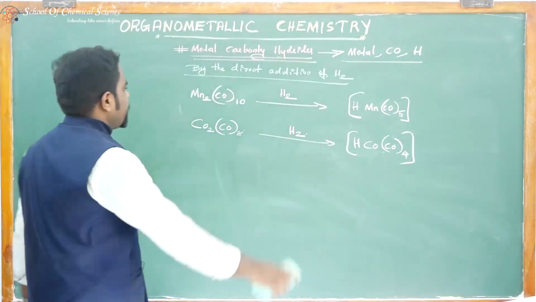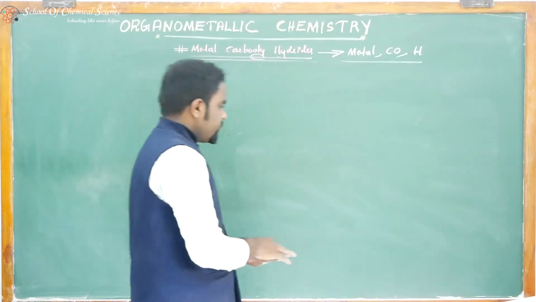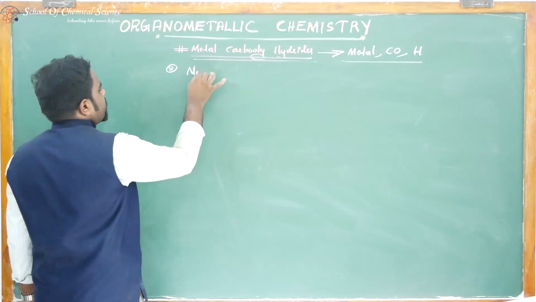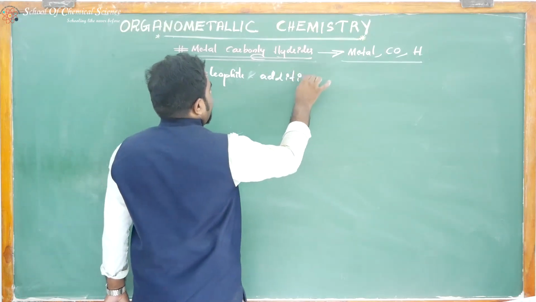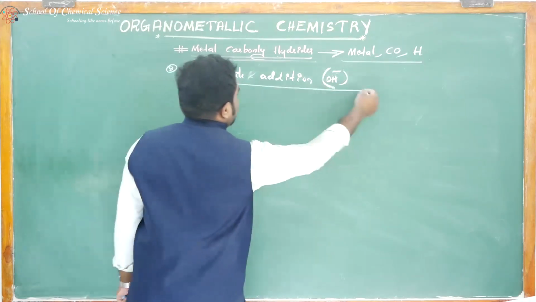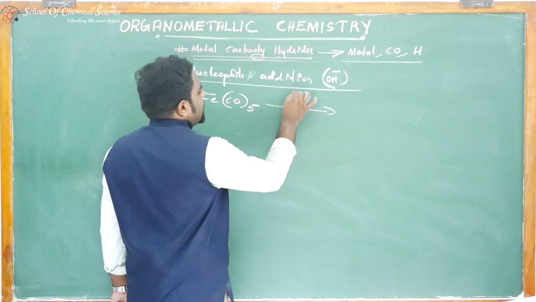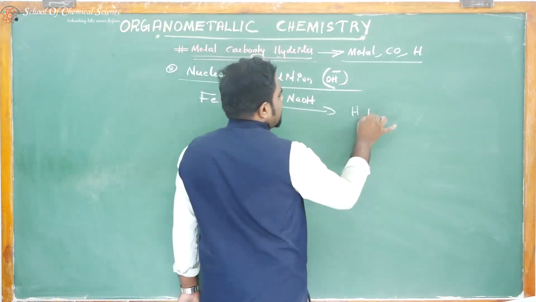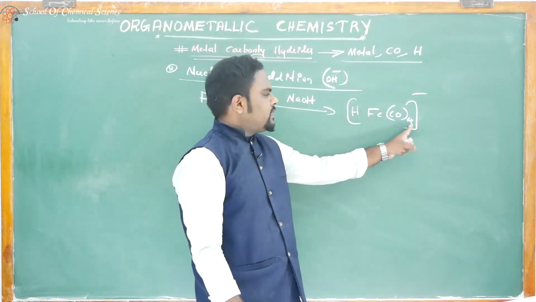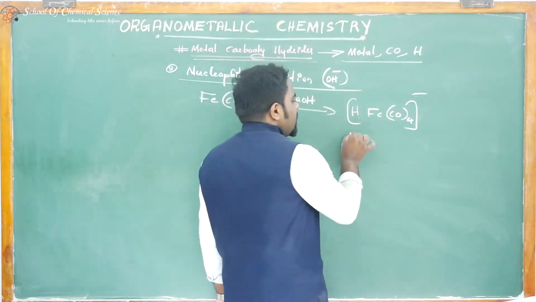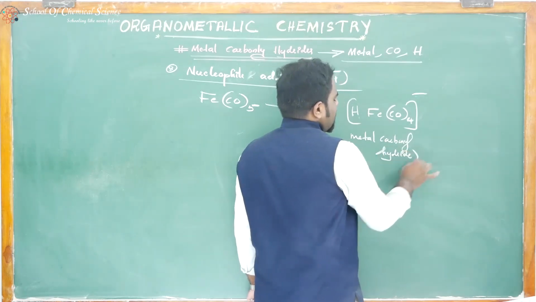Third one, nucleophilic addition. Already we discussed this reaction, nucleophilic addition of OH minus. For example, take iron pentacarbonyl, Fe(CO)5, on reaction with a nucleophile, NaOH, you will get HFe(CO)4 negative. Does it satisfy the 18 electron rule? 8 plus 8, 16, plus 1, 17, plus 1, 18. This is a metal carbonyl hydride. Already discussed the mechanism of this reaction also.